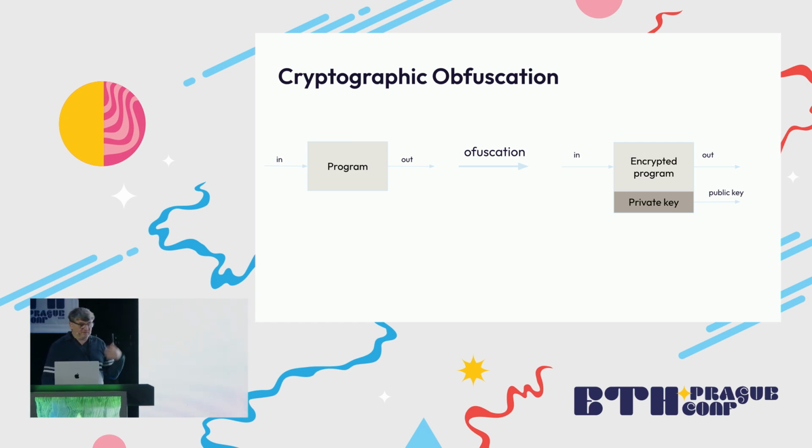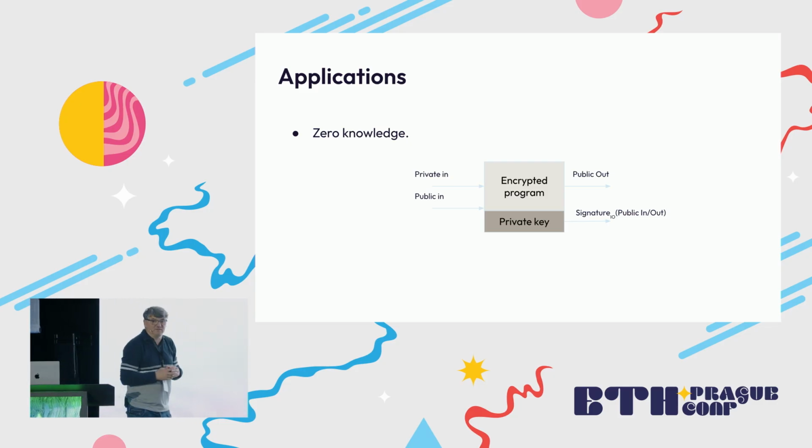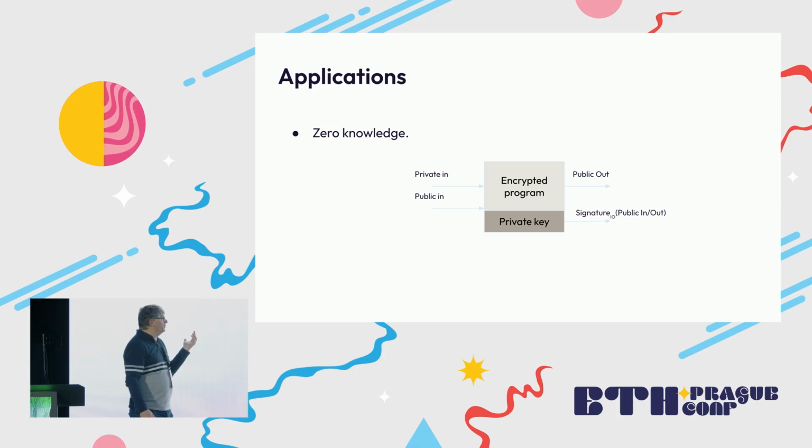So, assume this is working. What can you do with this? Well, you can do everything in cryptography. For example, you can very easily do a ZK. How would you do it? You have a program, whatever you want to prove, the same program you use in ZK. You obfuscate it and put it here.